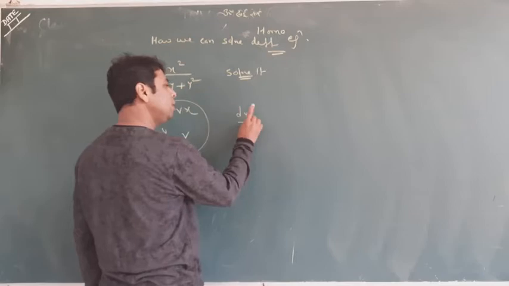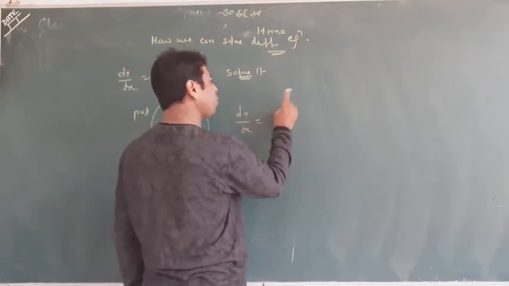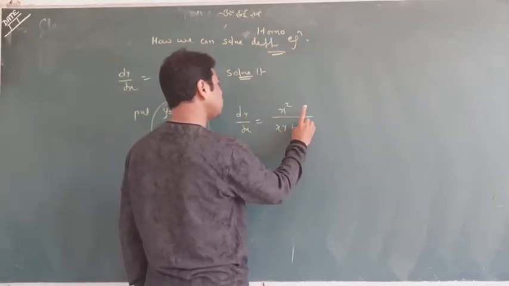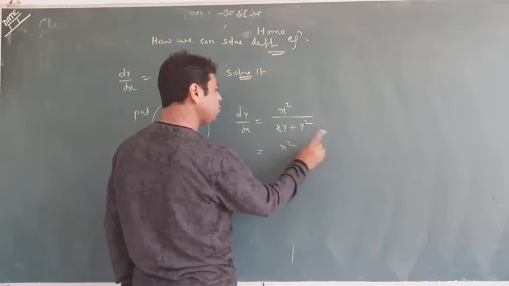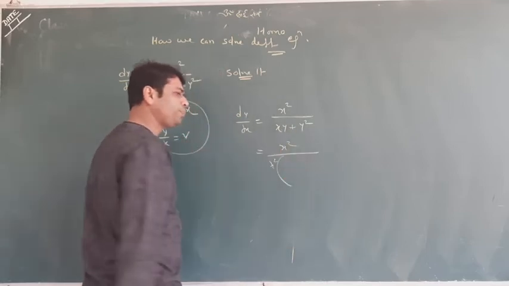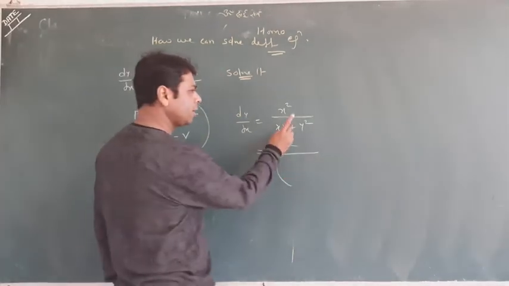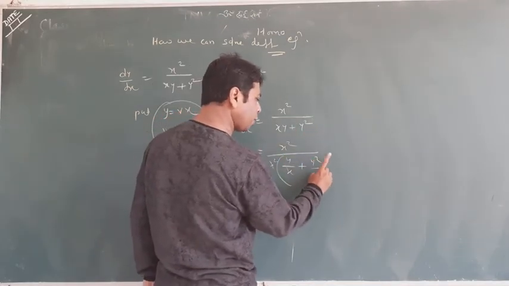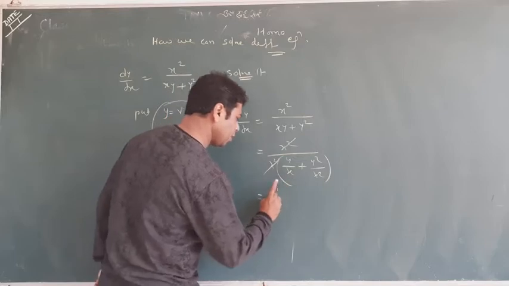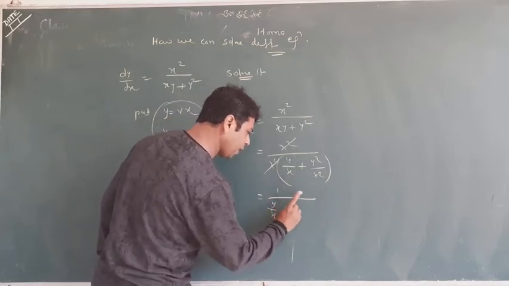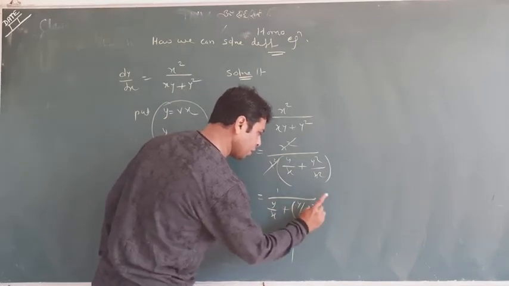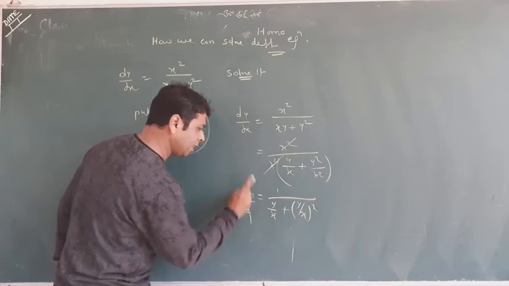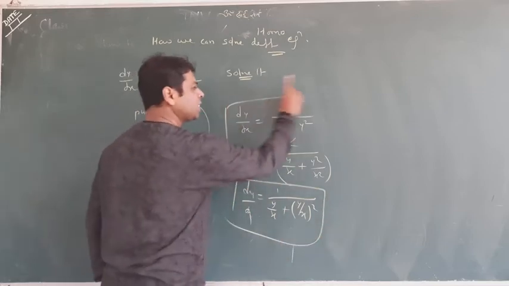One more idea I want to give you. Can you see dy by dx equal to x square upon xy plus y square? Can you take x square common from here? The denominator becomes y by x plus y square by x square, and both x squares cancel. So we get 1 upon y by x plus y by x whole square. Can you see that this equation and the earlier equation were the same?